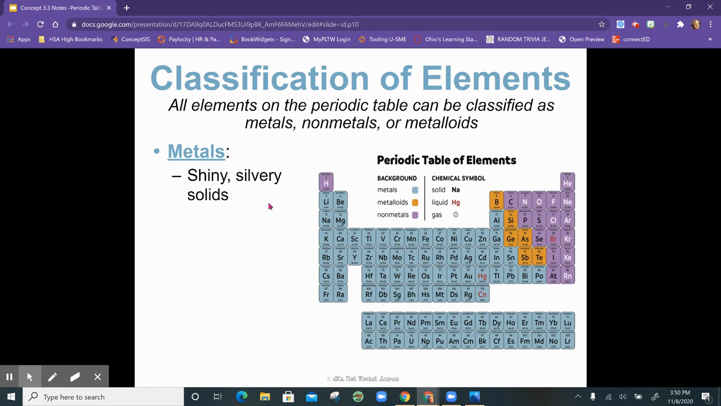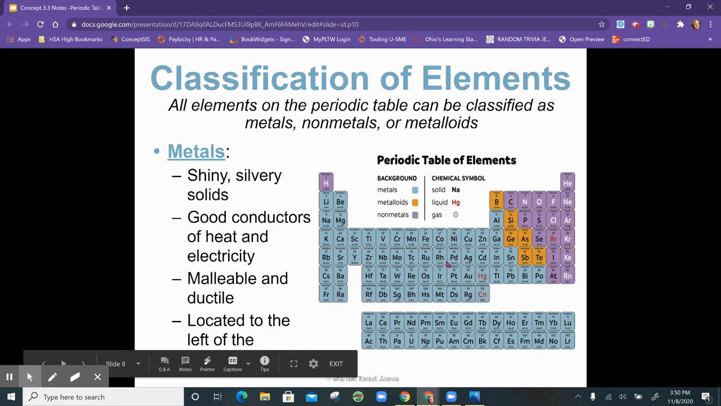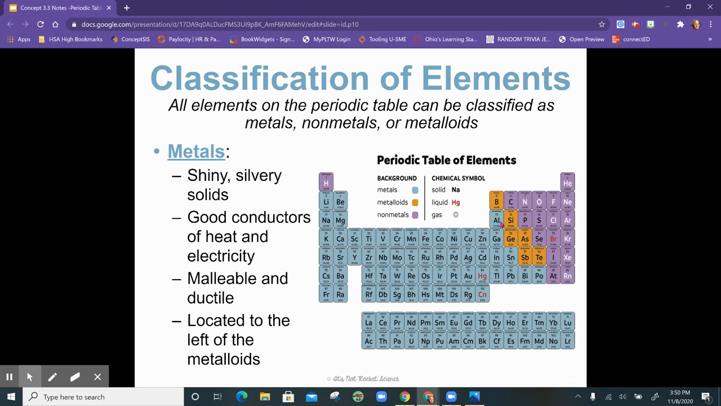They are shiny, silvery solids. They are great conductors of heat and electricity. They are malleable and ductile, and they're located to the left of the metalloids. The metalloids are the orange ones, as you can read in the color code, and the purple ones are nonmetals.